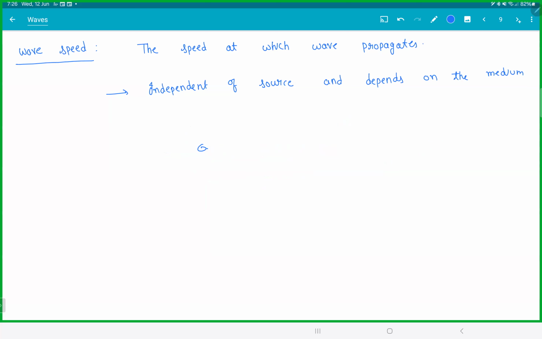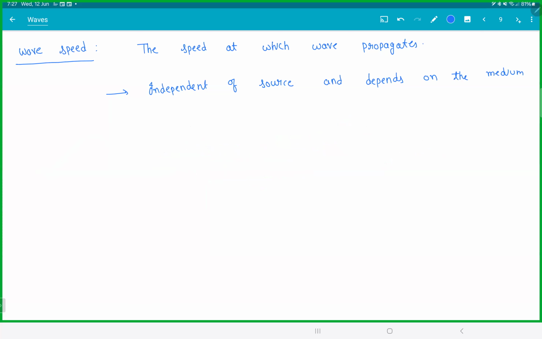Or the same thing, when you're standing in a queue, think about it. When you push the guy in front of you, that person moves, then he comes back, then this person moves, then he comes back. The disturbance is propagating at a different speed, whereas the people are moving at a different speed. I hope you're getting the difference. So particle speed and wave speed are completely two different concepts.